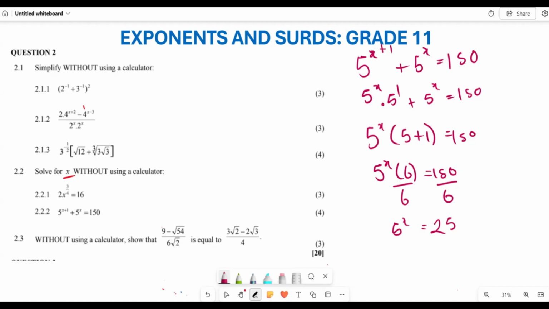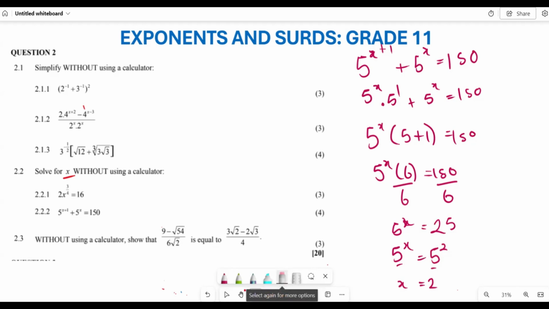As this is 25, I can express 25 in terms of 5. Can you see that 5 to the power of x is equal to 5 squared? Now, because the bases are the same, I can say x is equal to 2. Are we fine? Whatever I have here as x is given by 2. Basically, that's what we are going to have here.